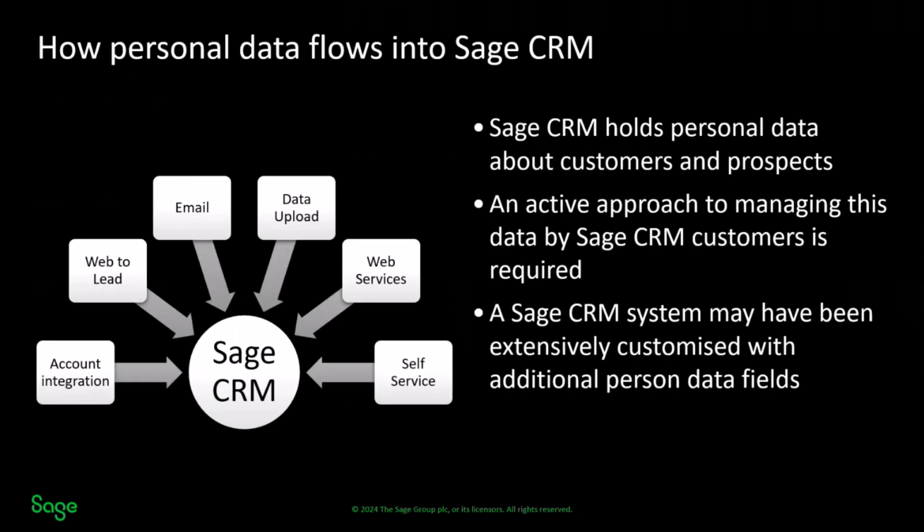If we move to just thinking about what Sage CRM does, though, Sage CRM is a system that provides sales, marketing, customer service, and all sorts of operational functionality to customers to allow them to maintain and manage customer contact data. Now, Sage CRM doesn't just sit on its own.